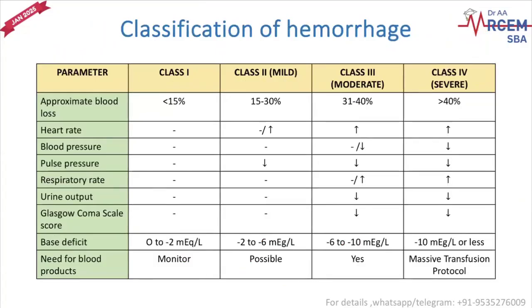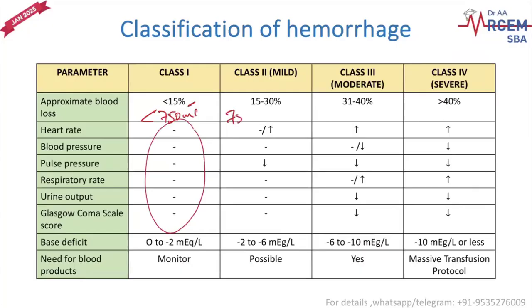Classification of hemorrhages. So how do you classify? You can guess how much blood, or what percentage of blood loss, there is in a patient who had a trauma by looking at the vital parameters. If the blood loss is less than 15%, that means less than 750 ml, all the vital parameters will be within normal limits.